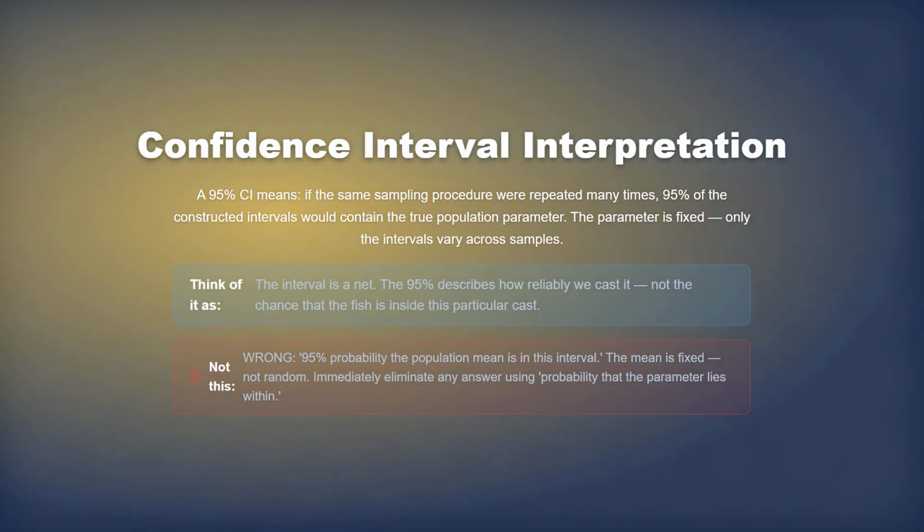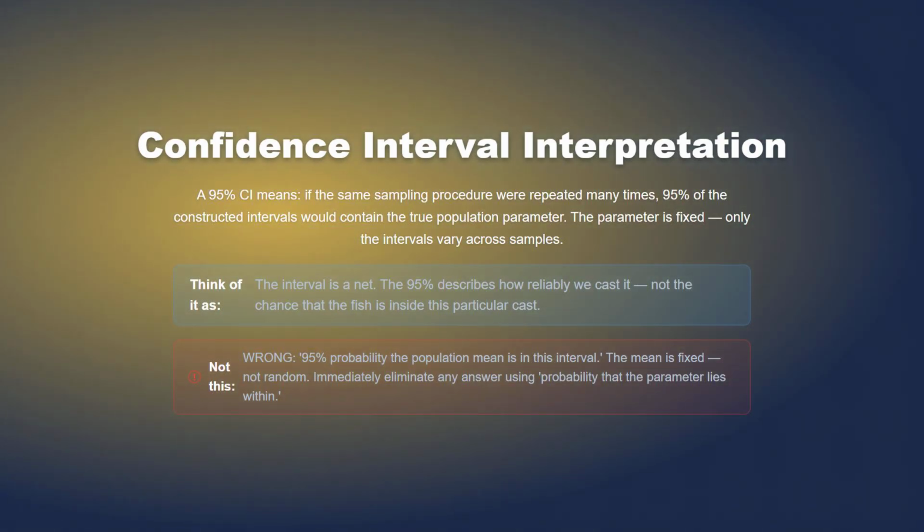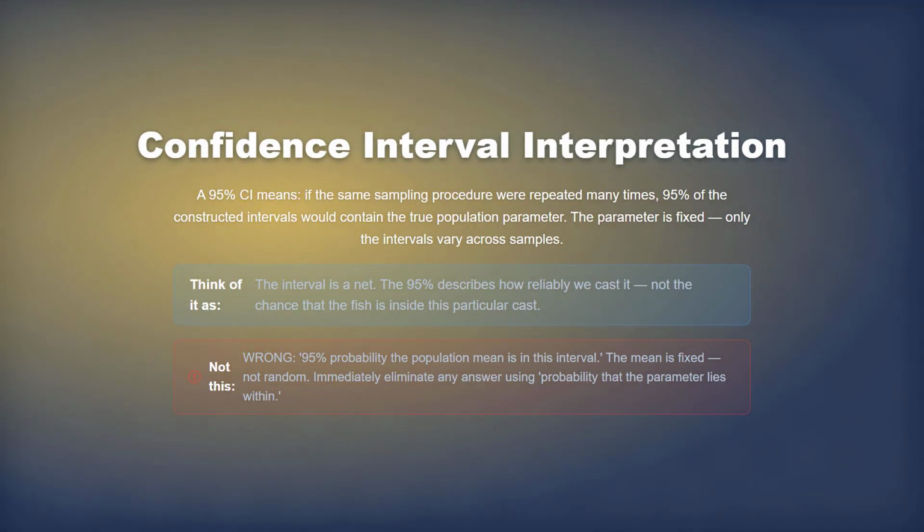The correct interpretation: if you were to draw many repeated samples and construct a confidence interval from each one, 95% of those intervals would contain the true population mean. The 95% refers to the reliability of the procedure, not to any specific interval. On the exam, immediately eliminate any answer containing the phrase "probability that the parameter lies within." That phrasing is always the wrong answer.